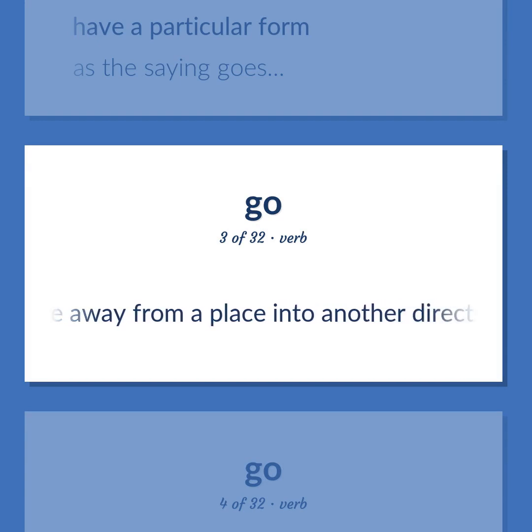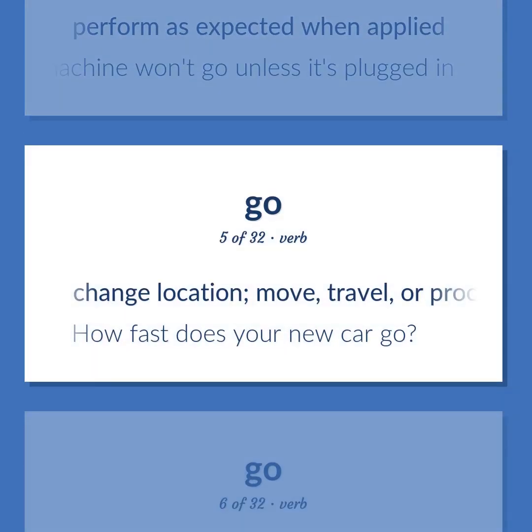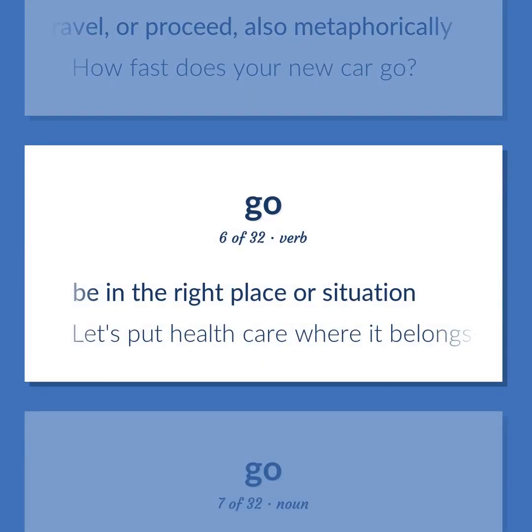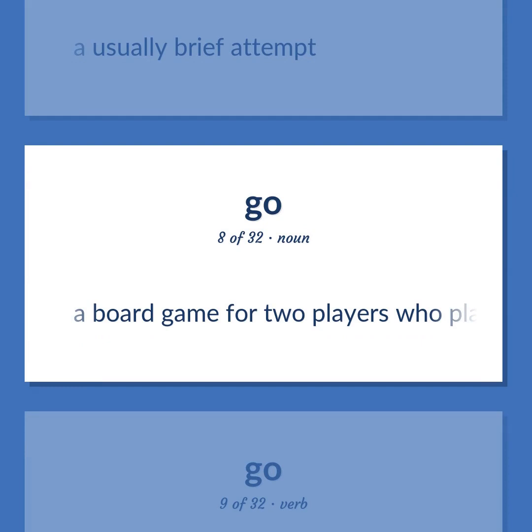Move away from a place into another direction. Perform as expected when applied. The washing machine won't go unless it's plugged in. Change location. Move, travel, or proceed, also metaphorically. How fast does your new car go? Be in the right place or situation. Let's put healthcare where it belongs, under the control of the government. A usually brief attempt. A board game for two players who place counters on a grid. The object is to surround and so capture the opponent's counters.